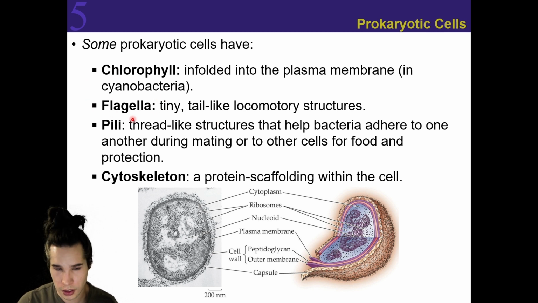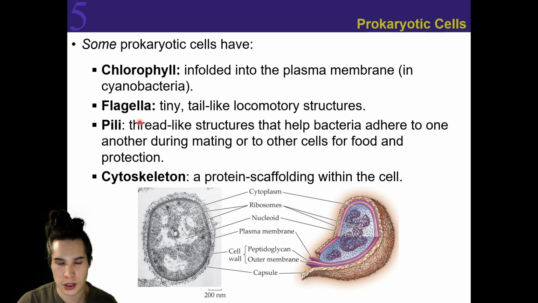Next, we have flagella. So some bacteria might have a flagella, and if we remember correctly, flagella are actually small whip-like tails that are made out of microtubules. So they're tiny tail-like locomotory structures used for movement.